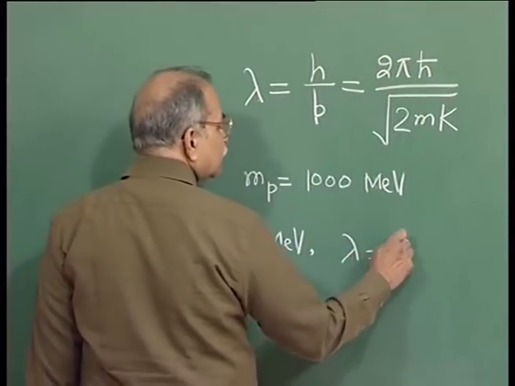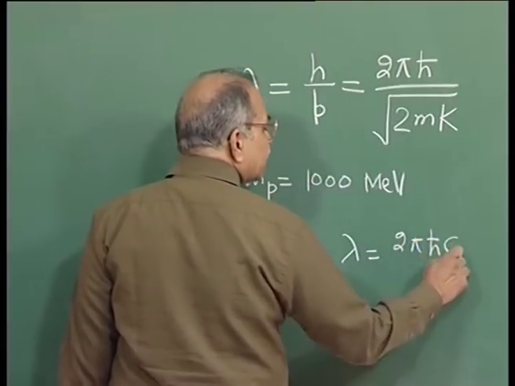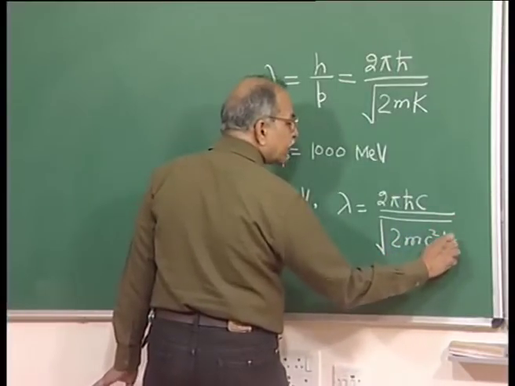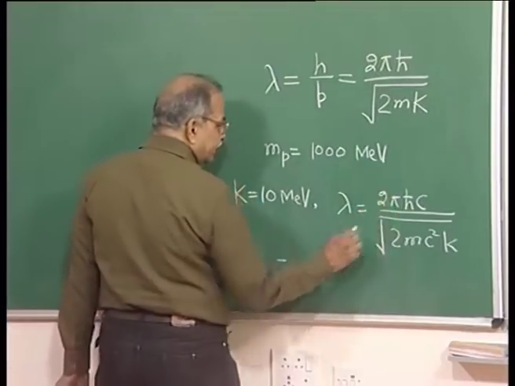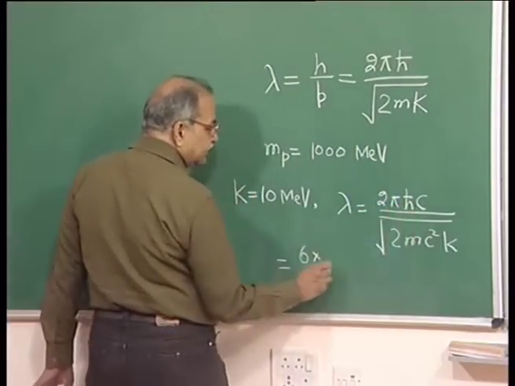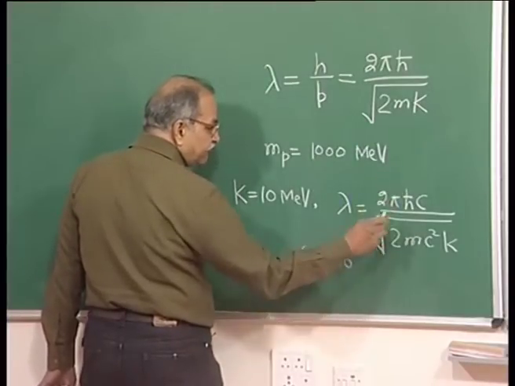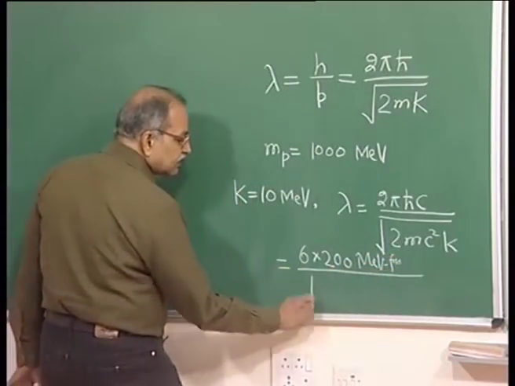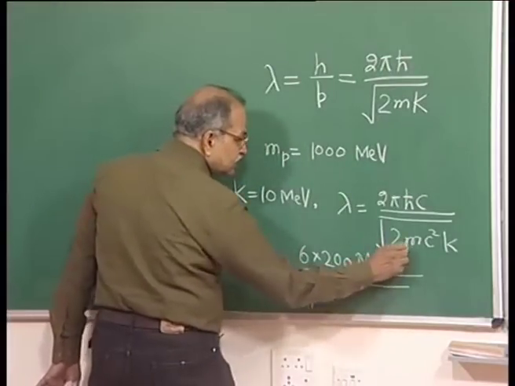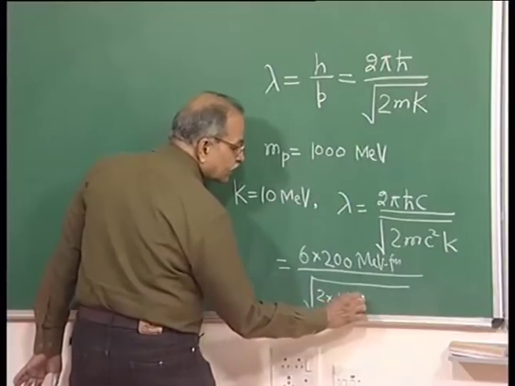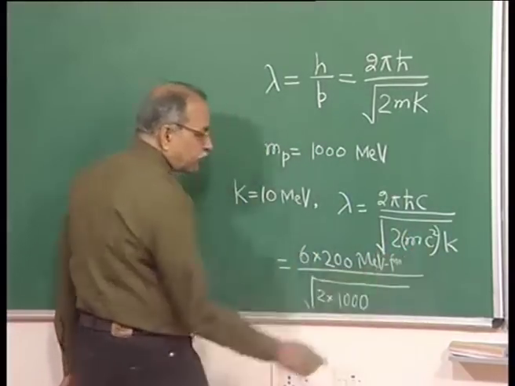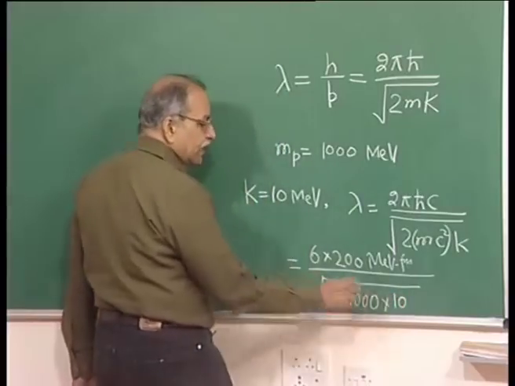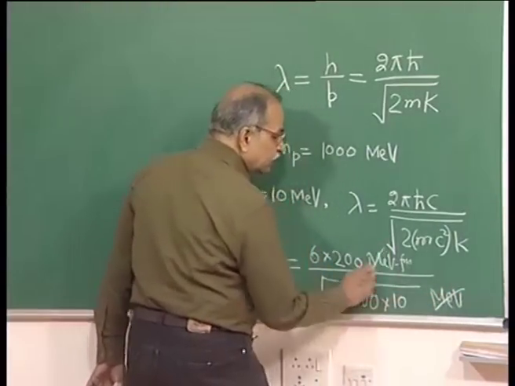So, lambda will be equal to 2 pi h cross multiplied by c here and multiplied by c here. So, it is 2 m c square into k, 2 pi h cross c is 200 MeV femtometers. These are all approximate values, and 2 times m c square is 1000 MeV, m c square for proton is 938 MeV, and kinetic energy let us say 10. So, 10 MeV square, so outside it is MeV, so that the whole thing is in femtometers.